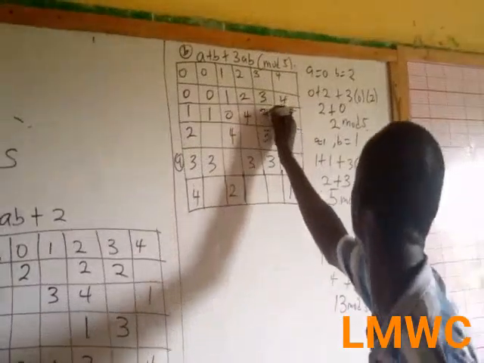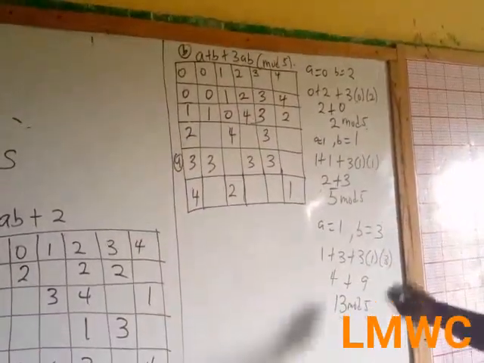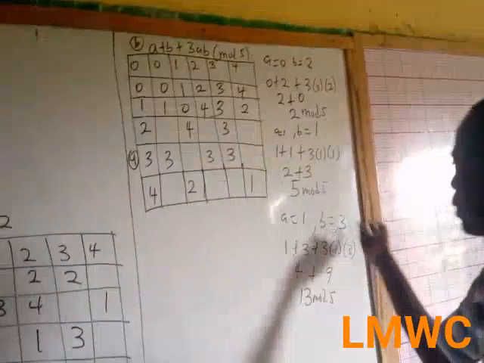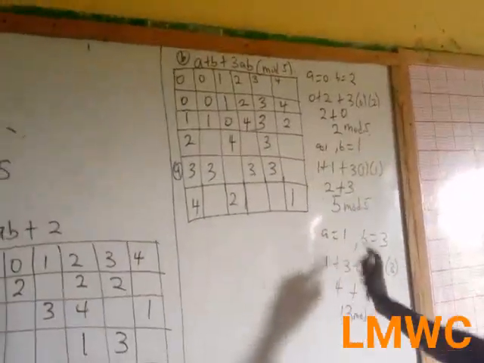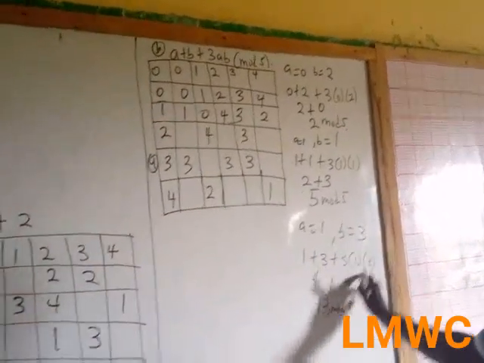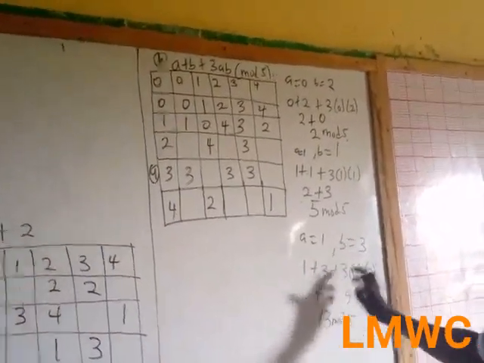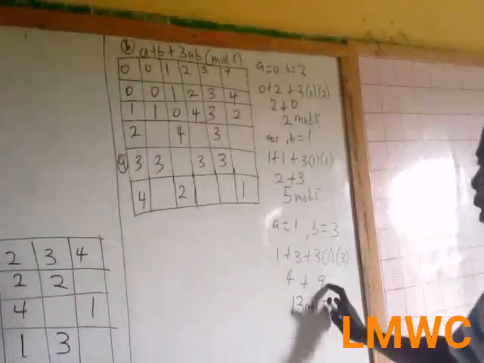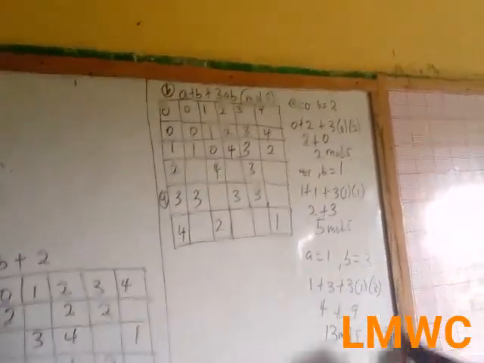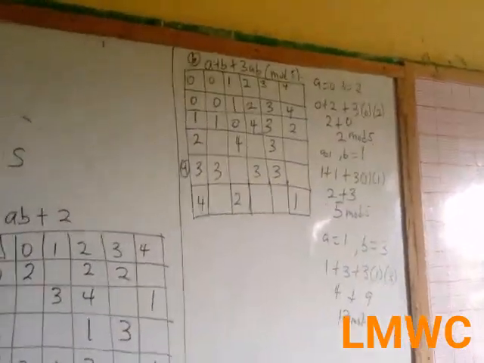Remember 3. I'm taking it again. We have A as 1 and B as what? 3. So it becomes 1 plus 3 plus 3. Our A is what? 1. You put it in brackets. B is 3. 3 times 1 is 3, times 3, 9. 9 plus 4, we have 13 mod 5. 5 goes into 13, 2, remainder 3.